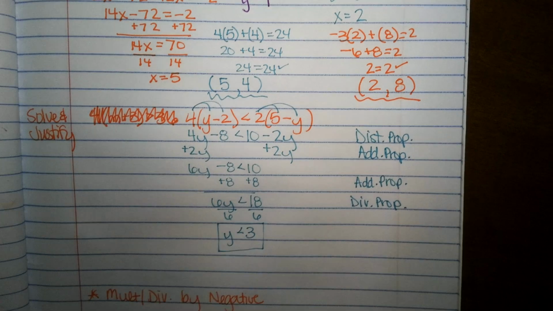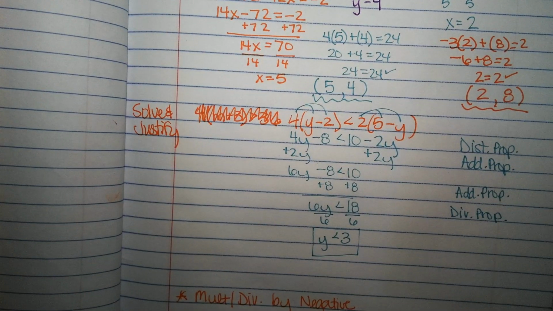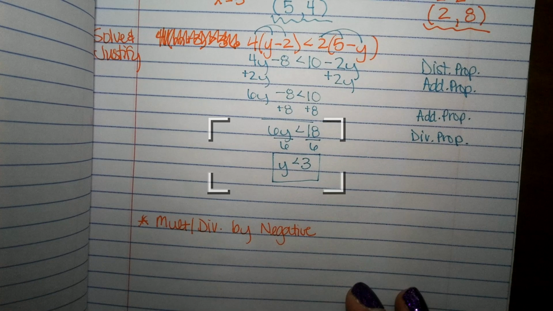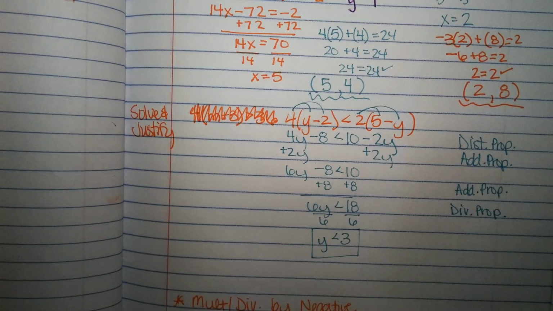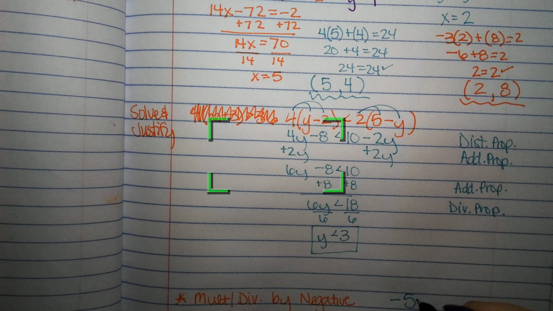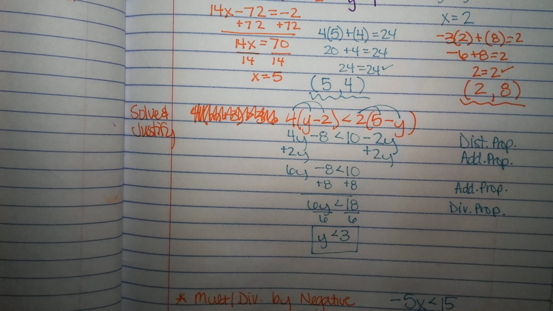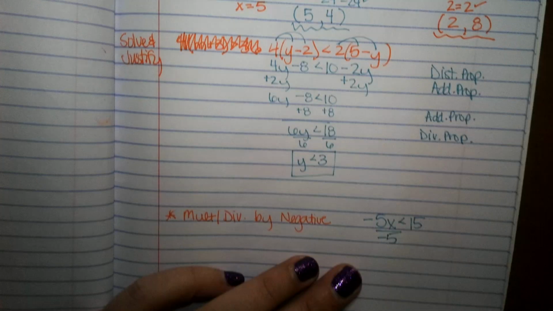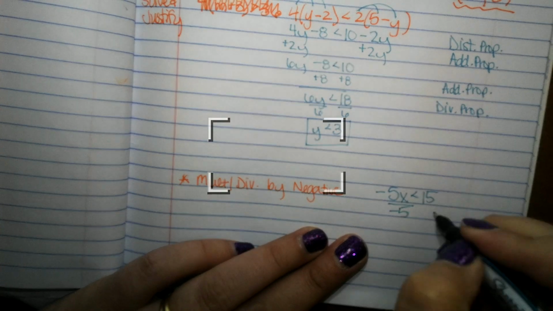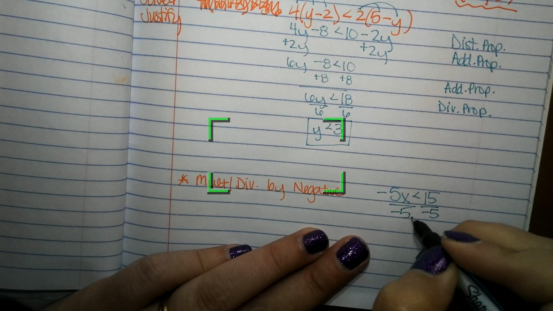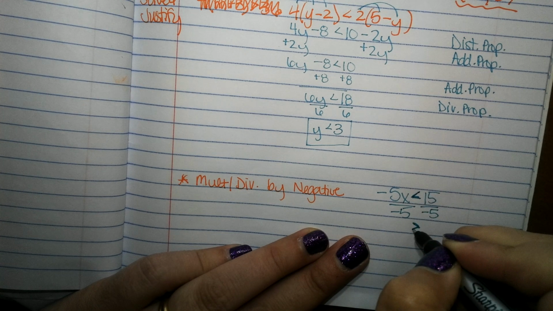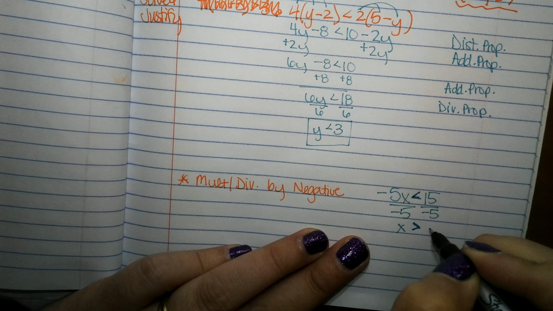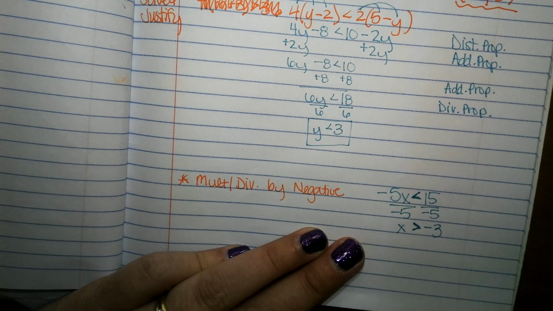Okay, now just a reminder, anytime you multiply or divide by a negative, you have to flip your inequality. So for example, if I have negative 5x is less than 15, right here we would be dividing, let me move my camera, we'd be dividing by a negative 5 to get x by itself. I divided by a negative, so I need to flip my less than to a greater than symbol. So x is greater than negative 3.